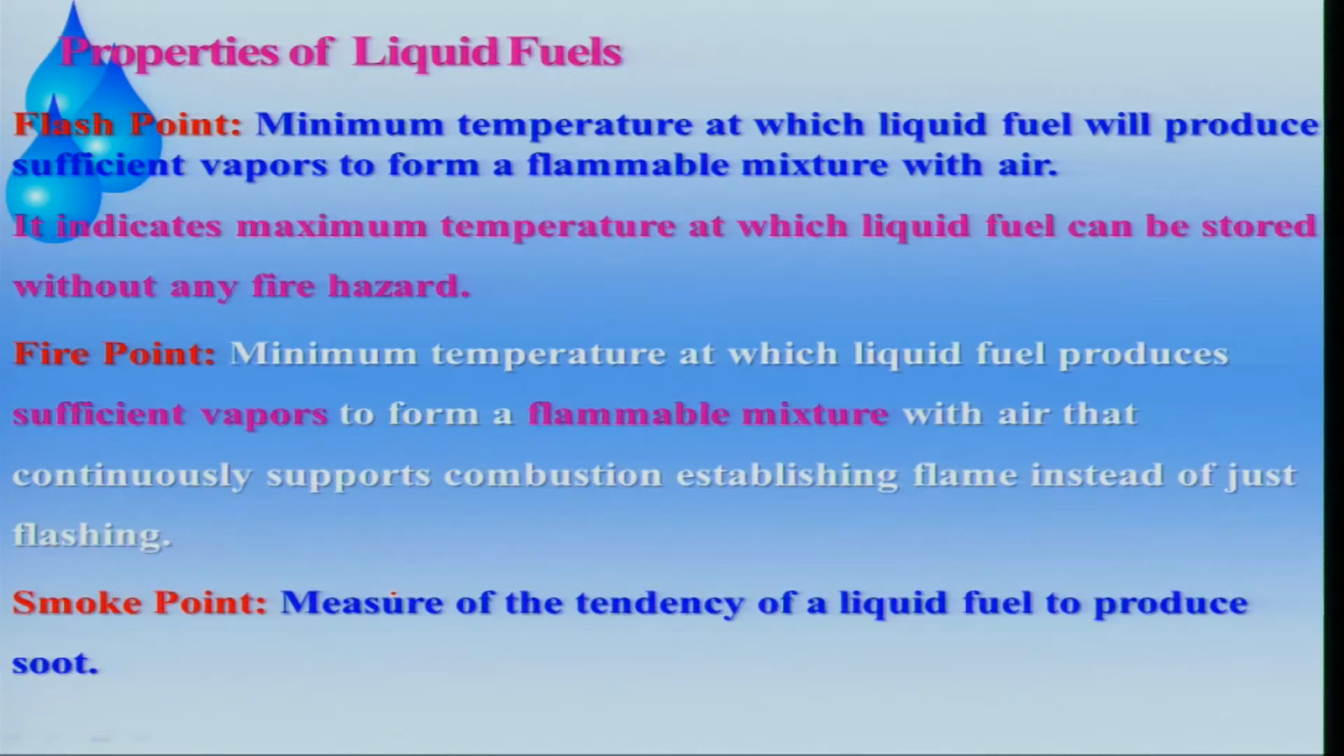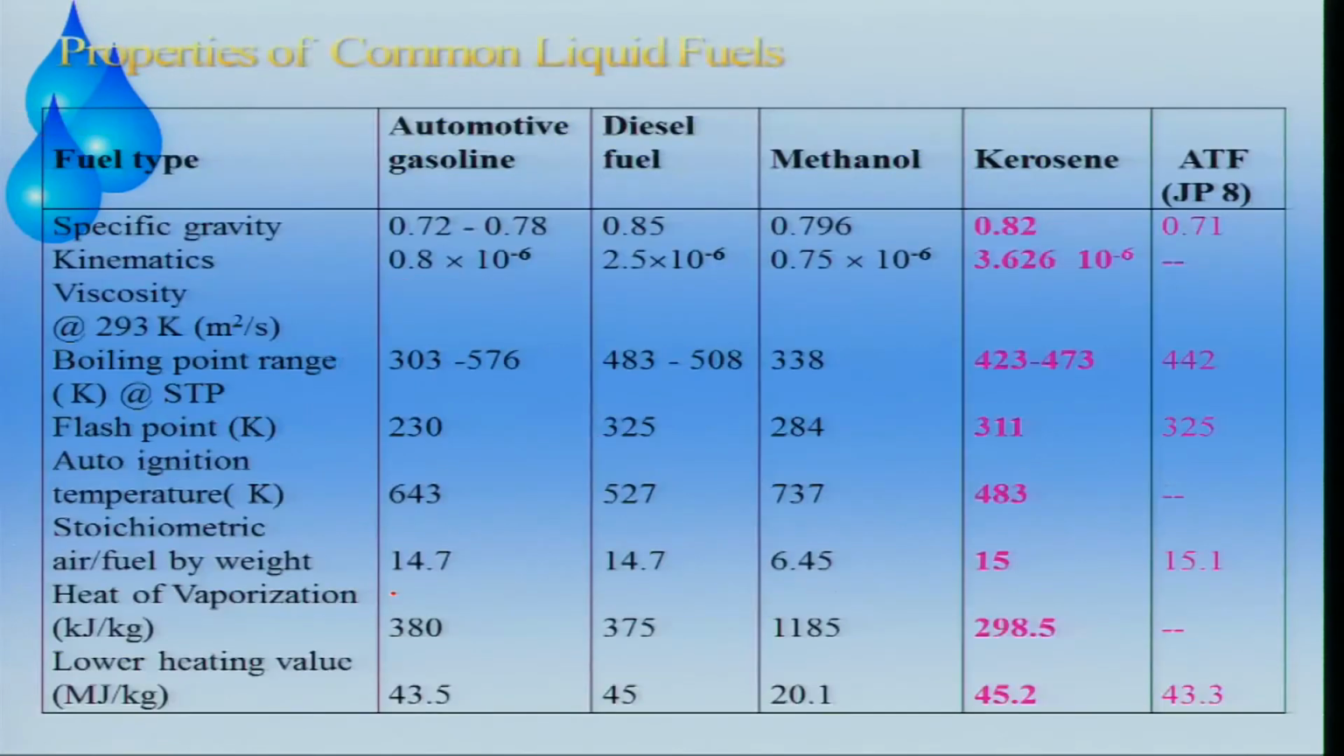Whenever you use hydrocarbon fuel, a lot of soot will be formed because of incomplete combustion, and liquid fuel is prone to soot formation. Therefore, we need to find out the soot point, which is a measure of the tendency of a liquid fuel to produce soot, because soot is not really good for the gas turbine or any other applications. So, it must also be considered when you are judging whether this fuel can be used for your engines or not. These are the properties which are very important.